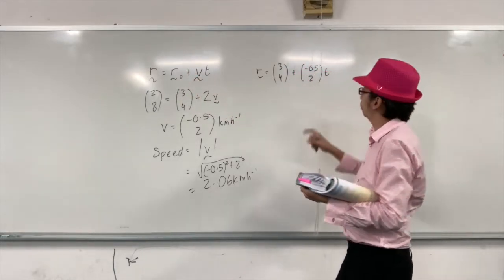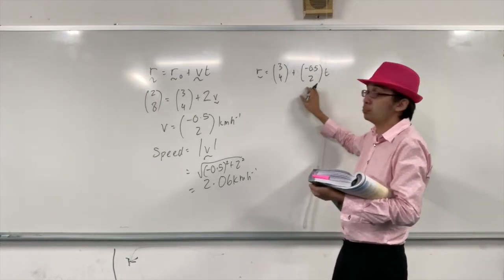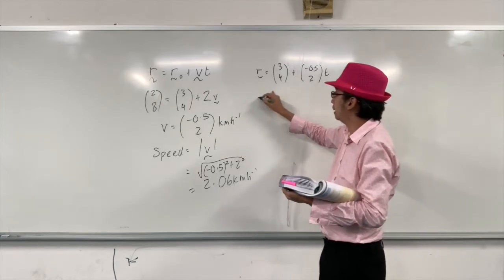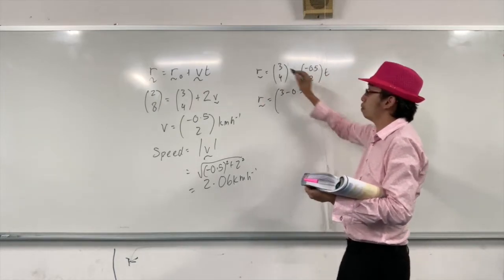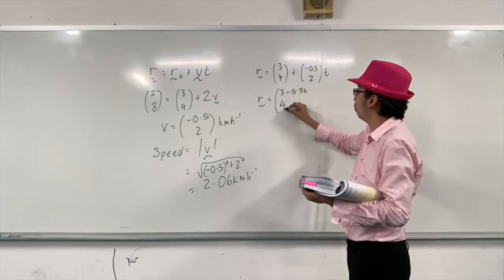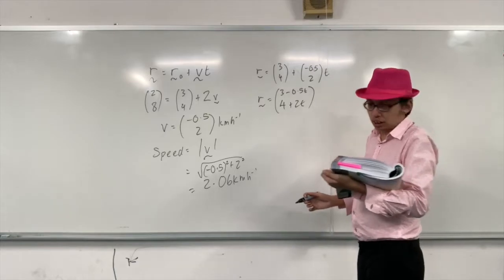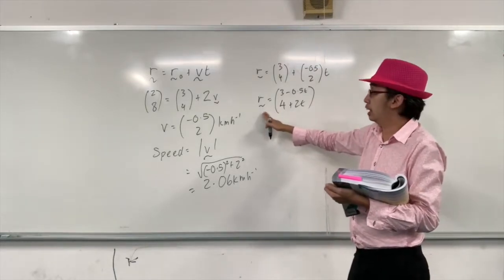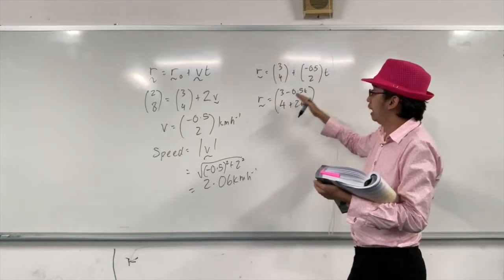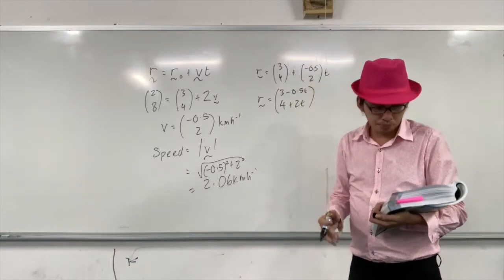What they want is a single vector, so you cannot write it as 2 vectors like this. You need to write r equals 3 minus 0.5t, combining them together, and then 4 plus 2t, combining them together. And you're done. That's the position vector of the ship at time t, written as one vector.